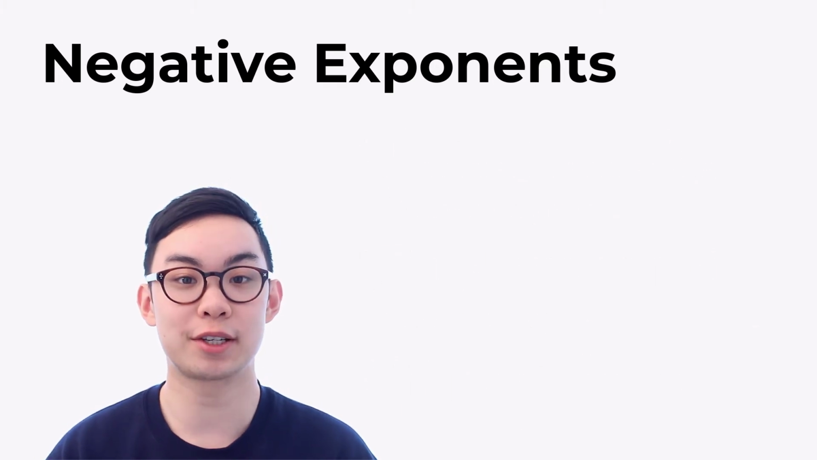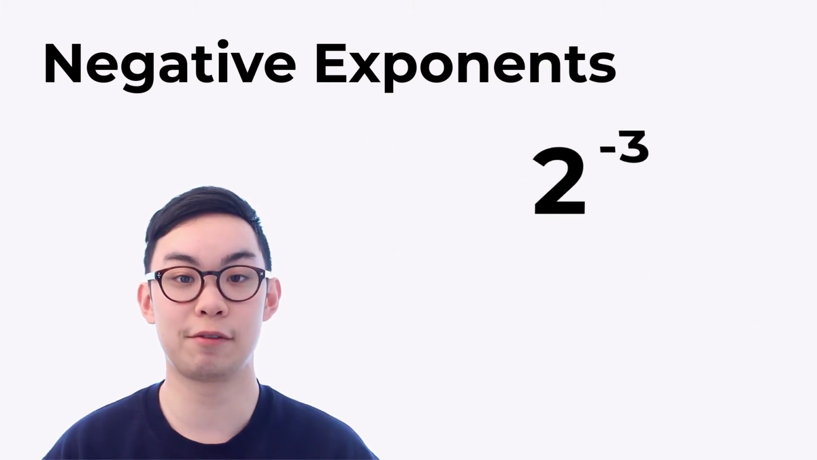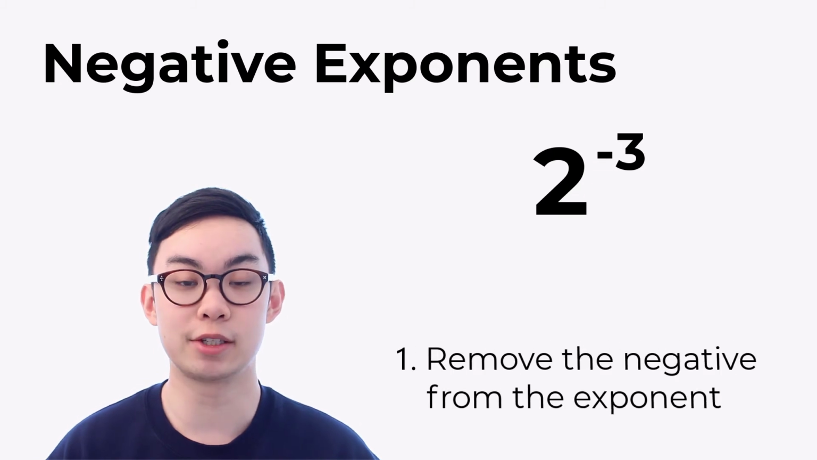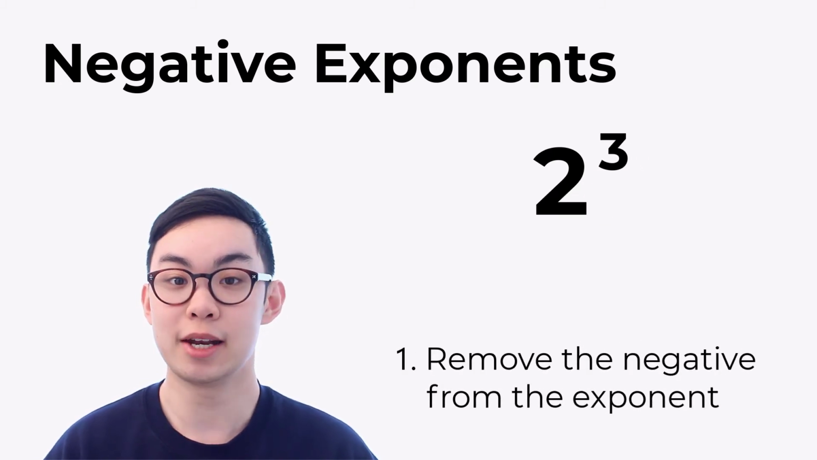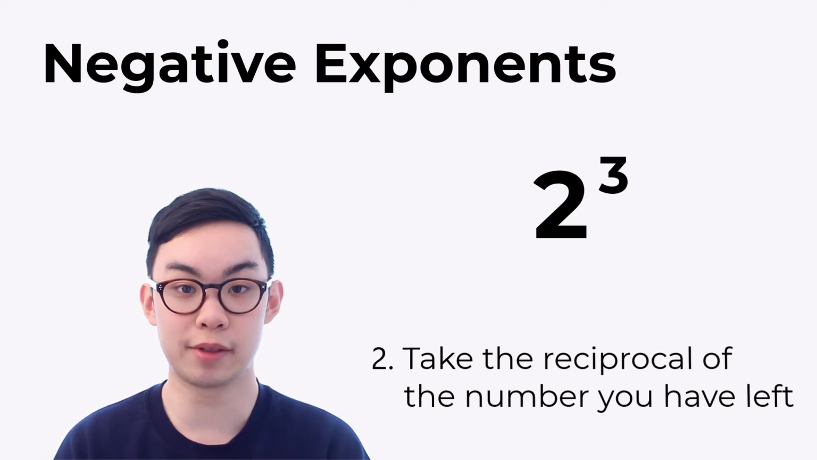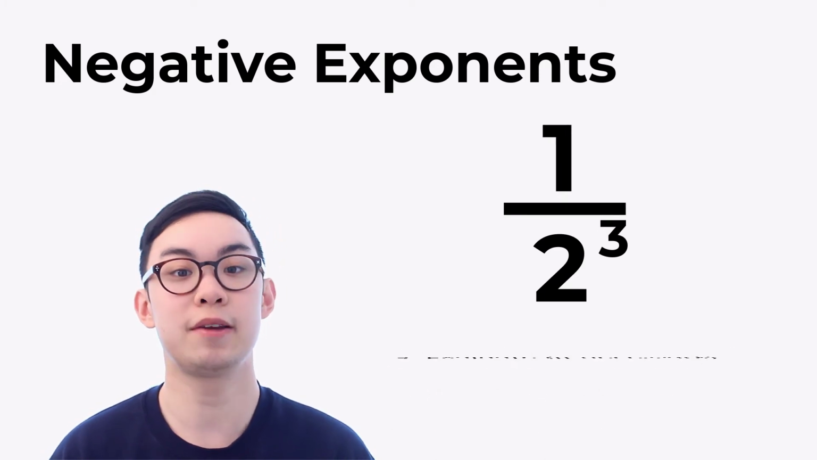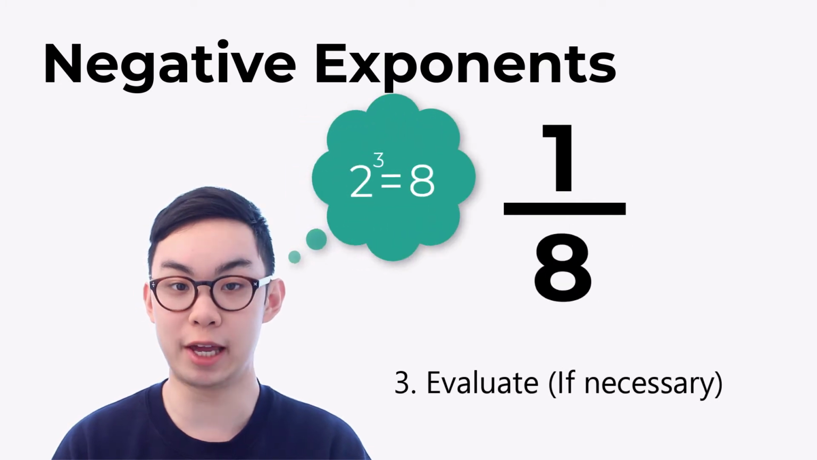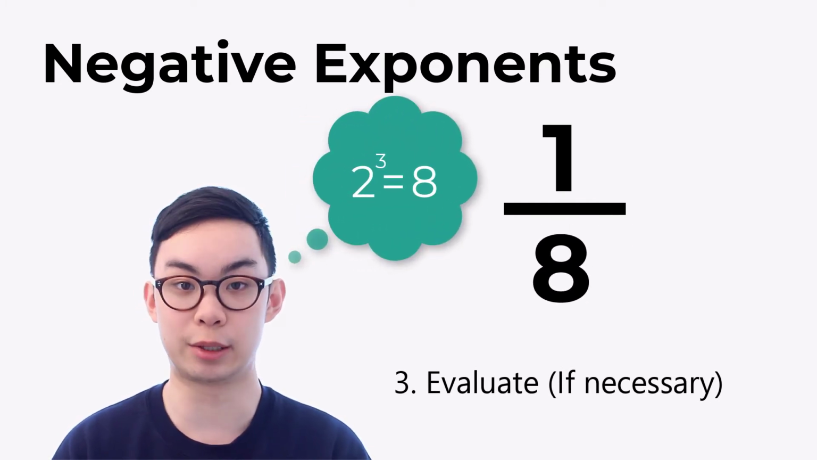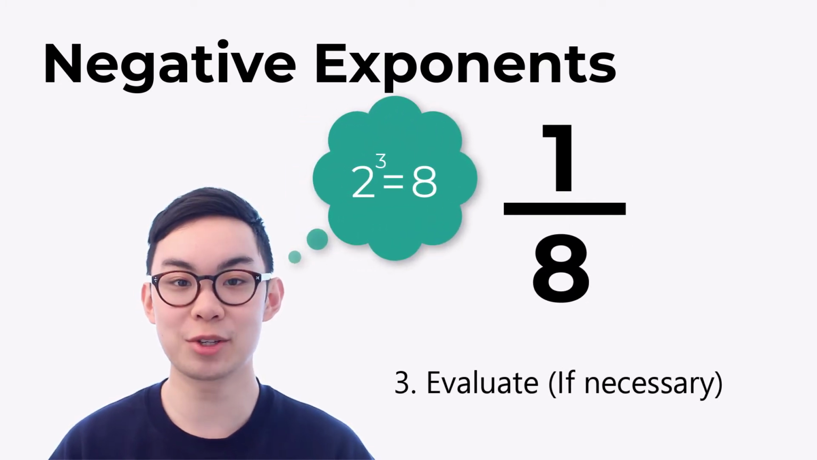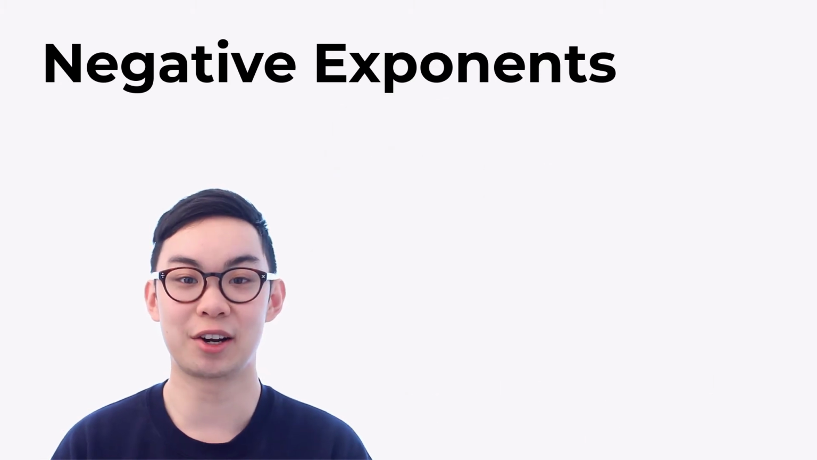Alright, in this first example, we have 2 to the negative 3. Our first step is to remove the negative. The next step is to take the reciprocal of the number we have left. And in this one, we have numbers, so we're going to evaluate. And we get 1 over 8, because 2 to the 3 is equal to 8. Alright, that wasn't too bad. Let's take a look at another example.